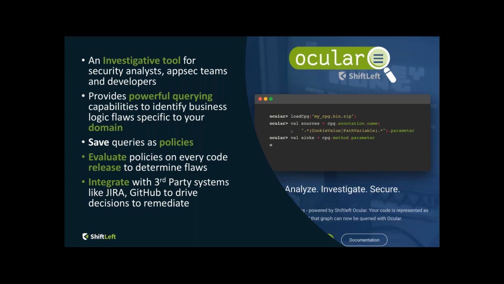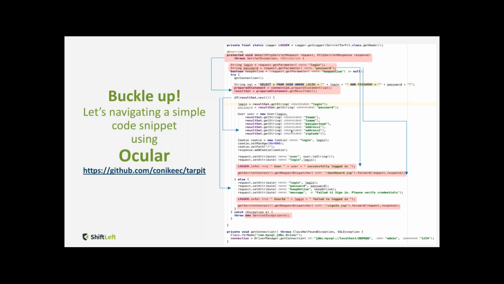And of course, as we derive these insights, we'd like to take these insights and move them to places where our engineers live, which is Jira, GitHub, etc., so that they have enough information to remediate, triage, and resolve those issues. So what I'd like to do now is buckle up and navigate using a simple code snippet, which is represented in an application that contains various types of business logic flaws. So you get a flavor of what Ocular provides as benefits to you as a security analyst, a pen tester, and a red teamer or blue teamer.